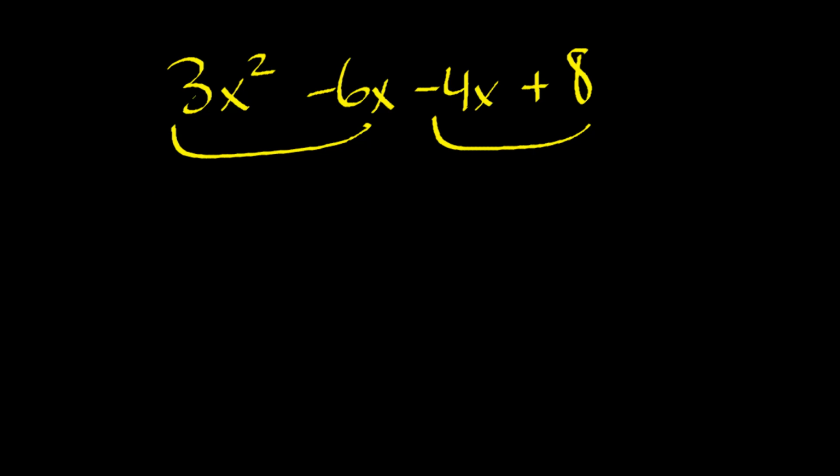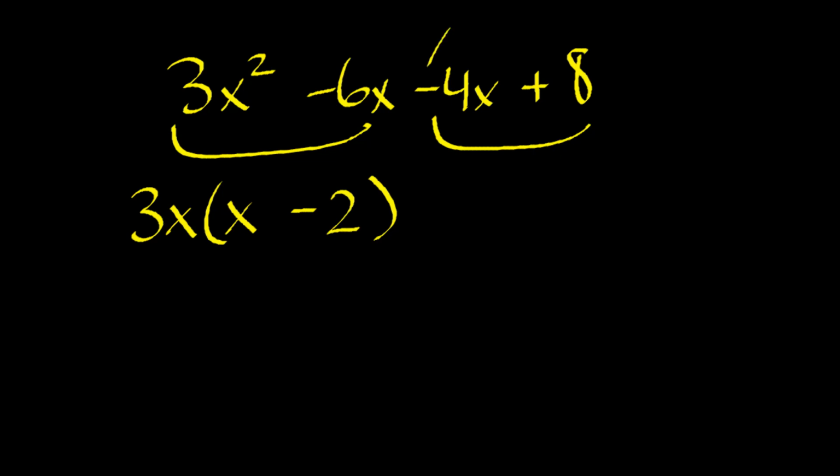Pull out the GCF of 3 and 6, which is 3, and x squared and x, which is x. 3 divided by 3 is 1, which we don't need to put. x squared divided by x is x. Negative 6 divided by 3 is negative 2. And x divided by x cancels.